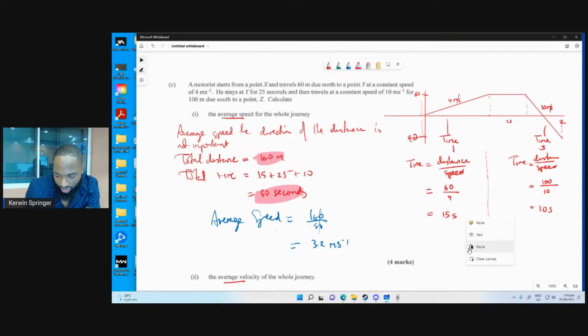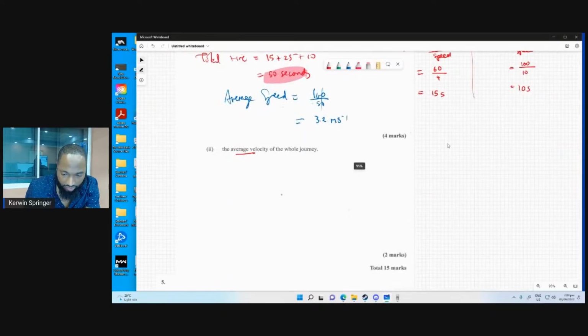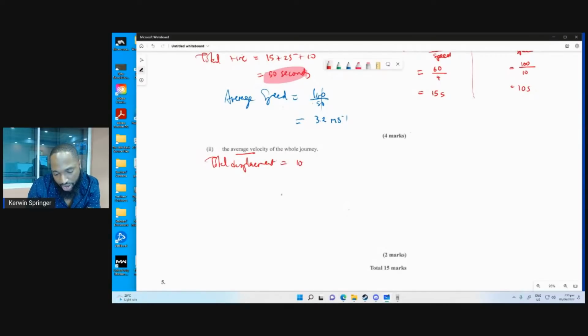And the average velocity, the next kettle of fish. The total displacement is actually 100 minus the 60, so 40 meters south. You must use the rest time; the rest was part of the journey too. If you don't use the rest time, you will lose marks. So the total displacement, at the end of the day, is that the car only went 40 south. We don't care how we got there, we just care about the direction at the end of the day.